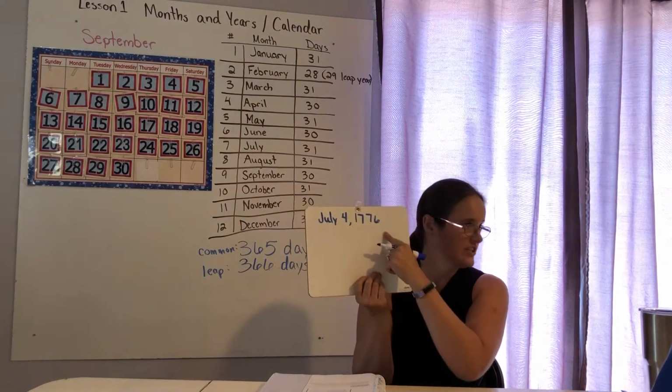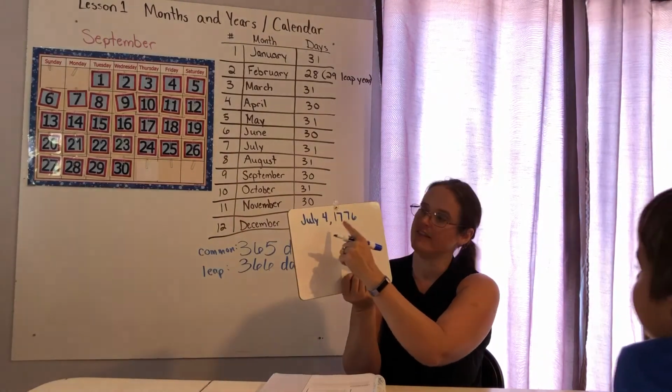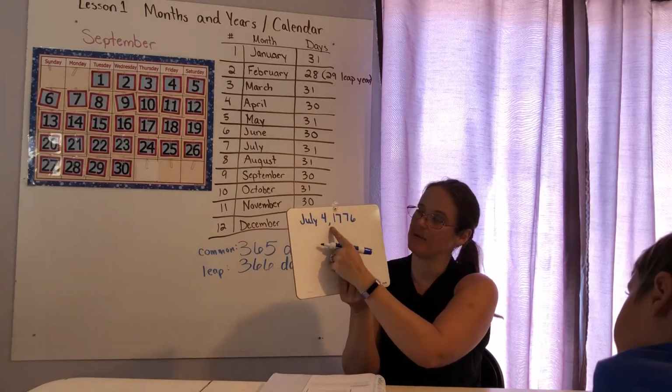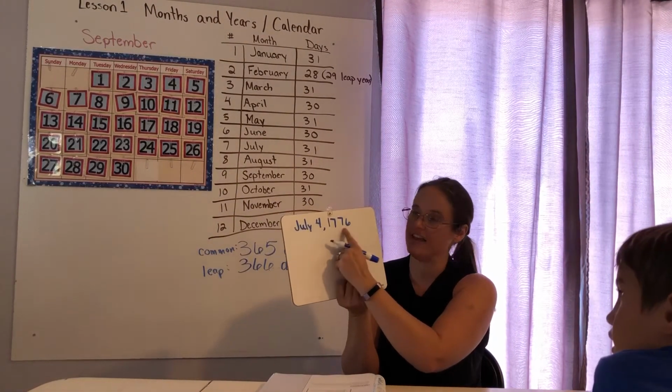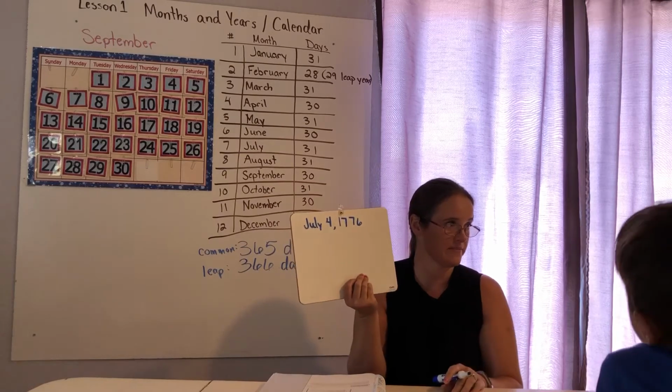This is one way to write it. We use the month, then we write the day, then we put a comma there to separate the day from the year, and then we write the year.